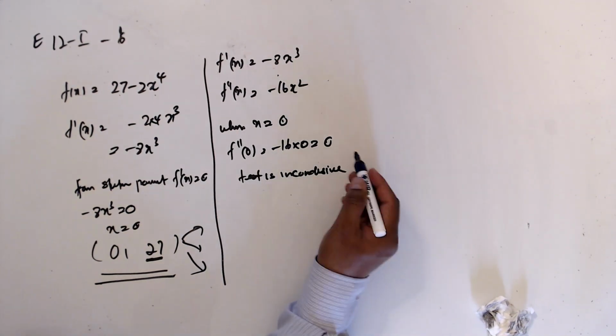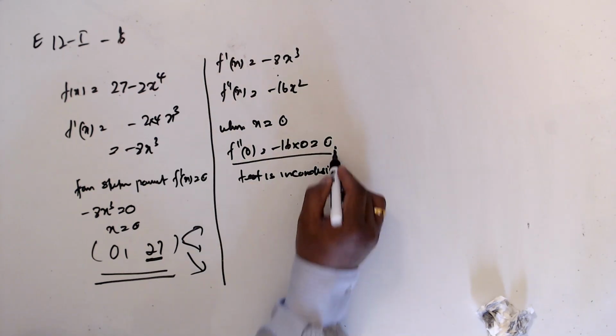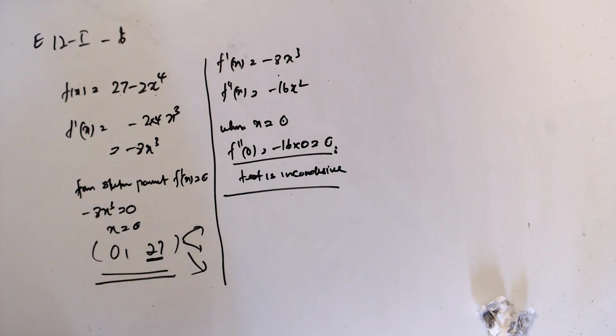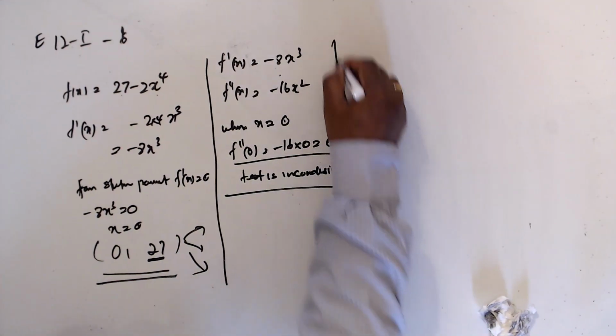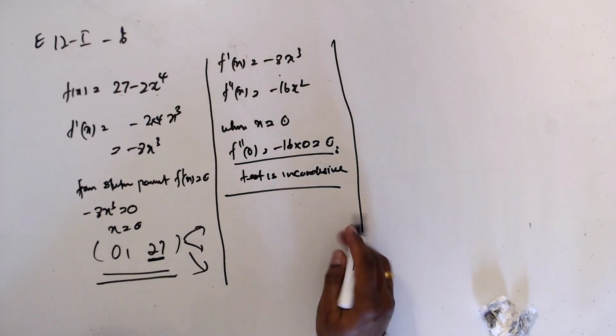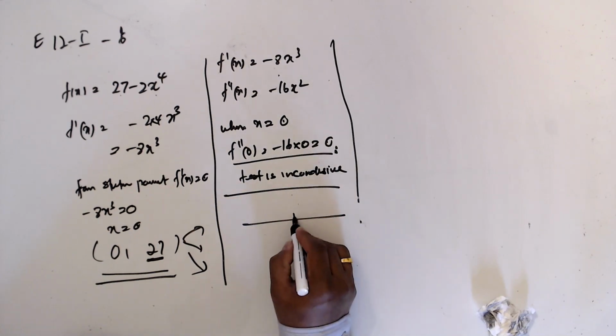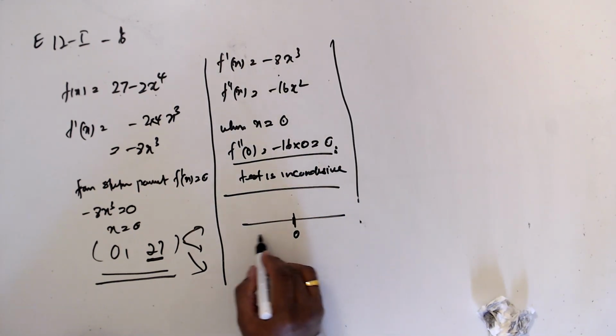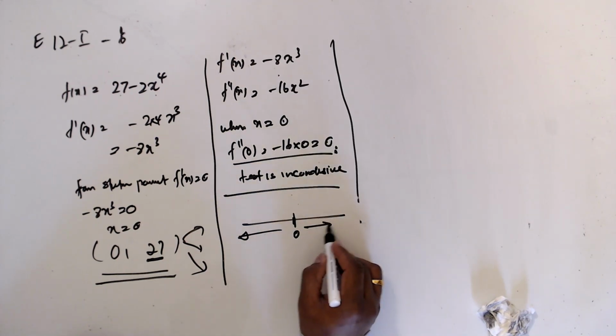You can't decide when you get this 0. Then we have to go on the second technique. We know already the second technique is the number line. We are breaking into three pieces: before 0, 0, and after 0.